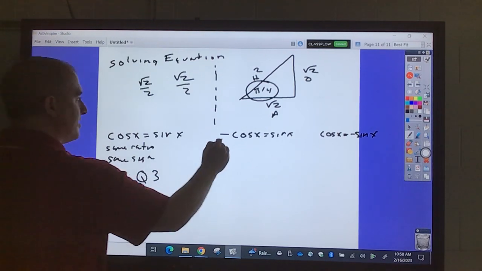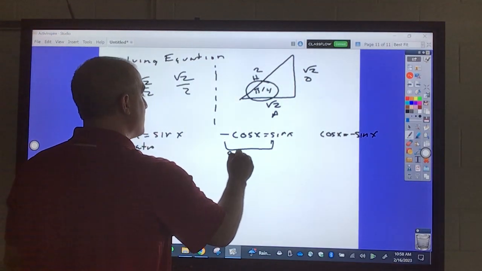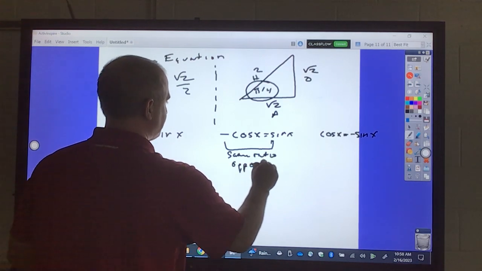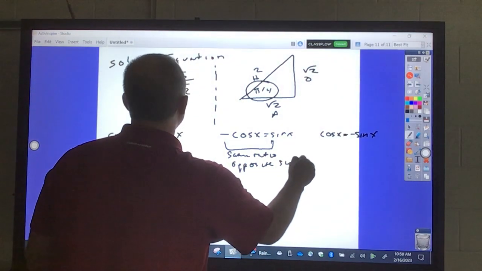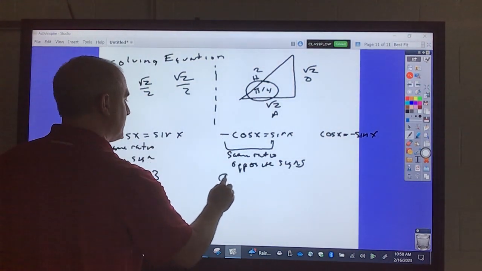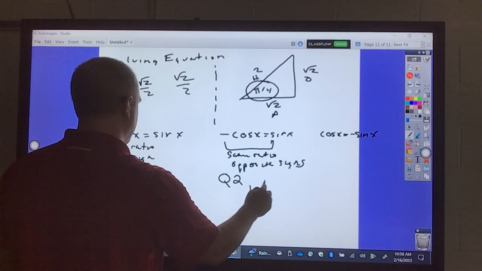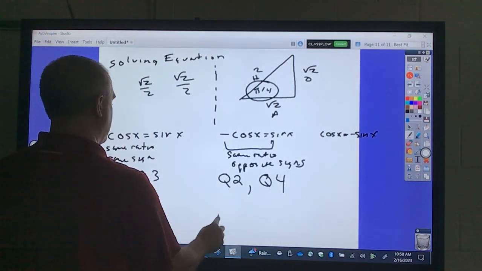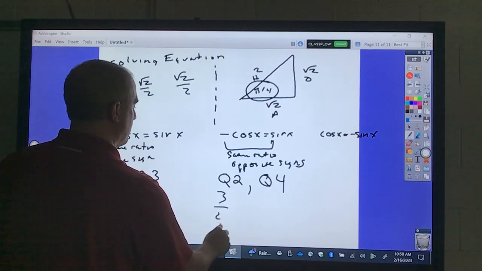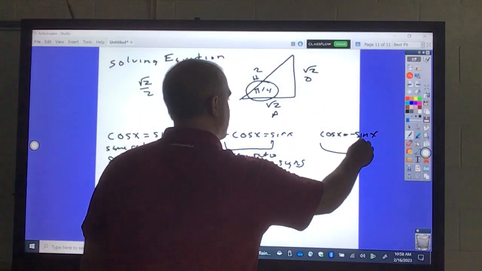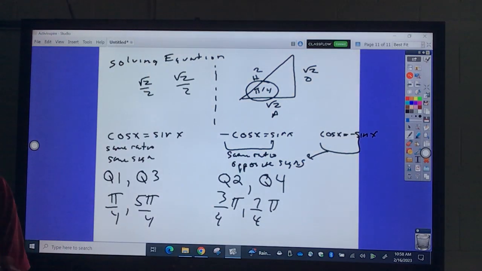Now, what does this mean? This means same ratio, opposite signs. So once again, pi over 4 is involved, but in what quadrants do they have opposite signs? They have opposite signs in quadrant 2 and quadrant 4. Well, what's that pi over 4 measurement? That would be 3/4 pi and 7/4 pi. And this is the same thing as this. So as you come across that, that's what you have.